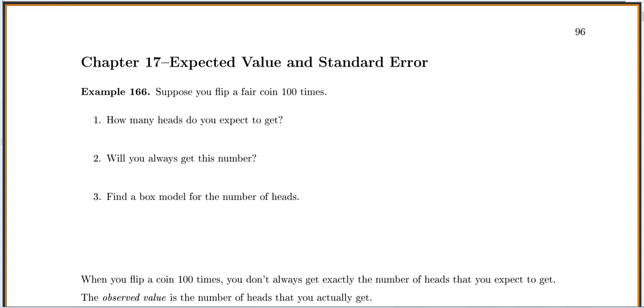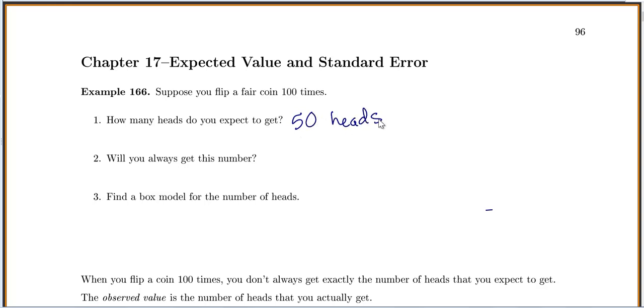Chapter 17 is about expected value and standard error. So for our first example, suppose you flip a fair coin 100 times. How many heads do you expect to get? If it's a fair coin and you flip it 100 times, then you would expect to get half heads. So you would expect to get 50 heads.